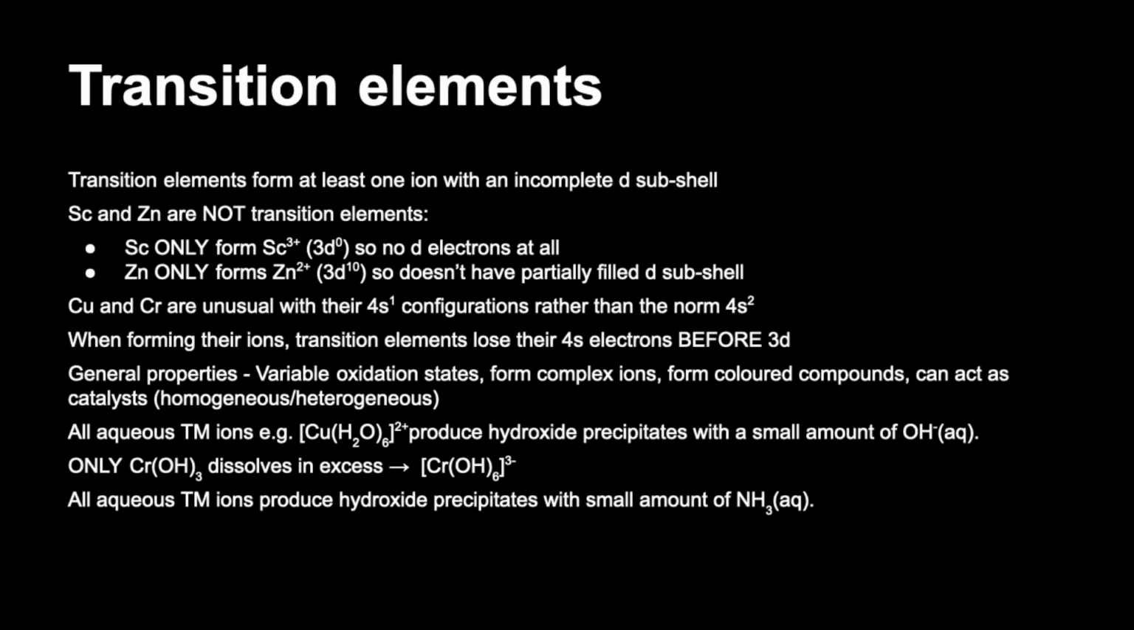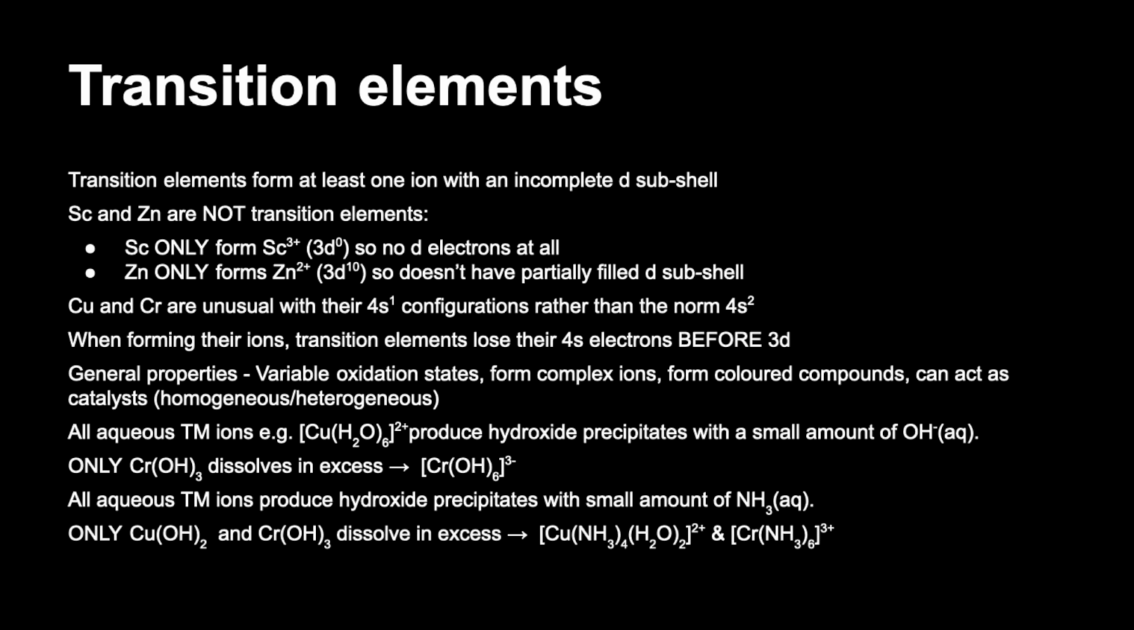So all aqueous transition metal ions produce hydroxide precipitates with a small amount of aqueous ammonia, and this time 2 of them dissolve in excess, so that's copper 2 hydroxide and chromium 3 hydroxide again, and there's the respective products there. Last thing on this slide, know your colours. I know it's a pain, but you really do need to know all the colours of the transition metal ions.